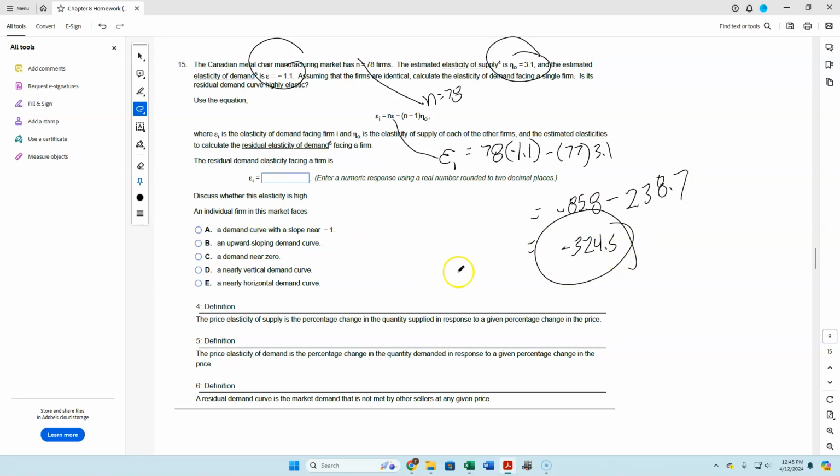and with something that looks like that, that kind of elasticity as a residual demand curve, well, that would mean that we're pretty darn perfectly competitive. I mean, look at that. You change the price by 1%, and you've got a 324% change in the quantity. That's how you would read that number. That's pretty highly elastic.